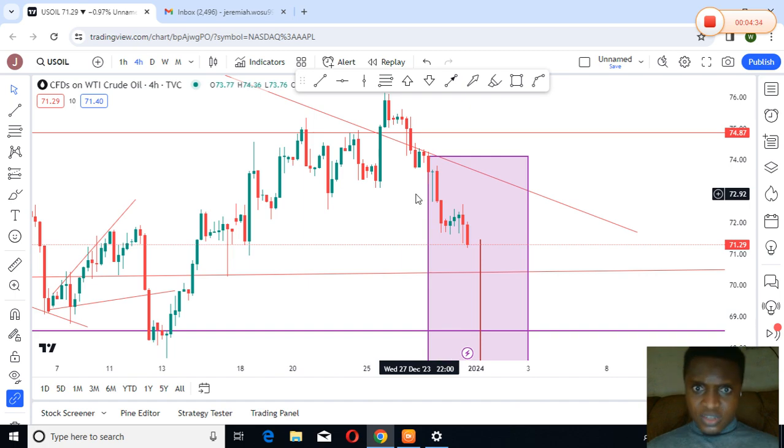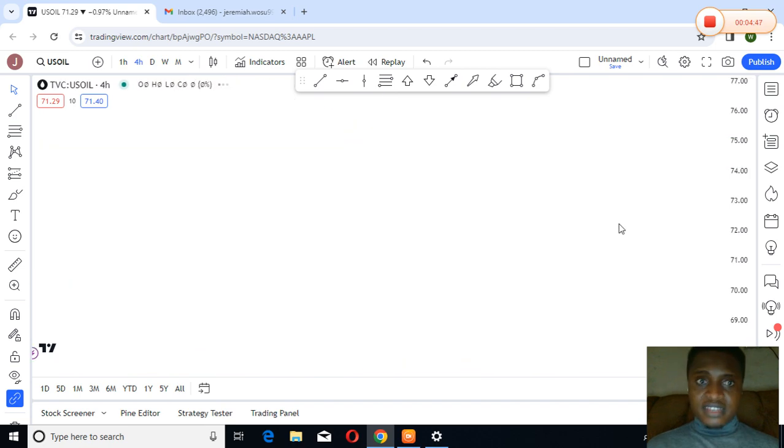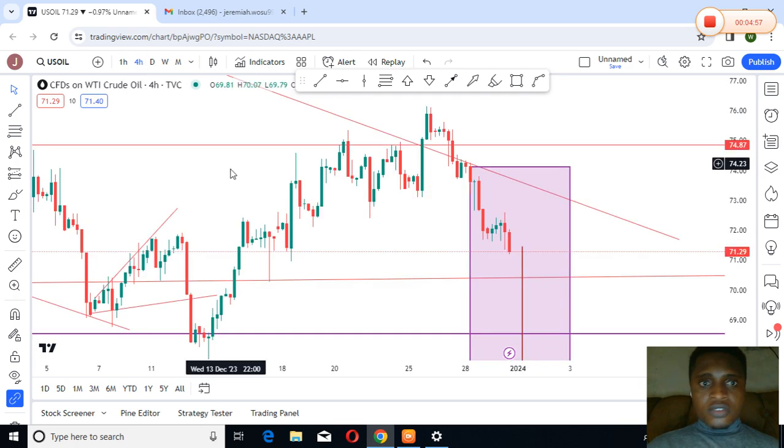Okay, and let me quickly do a screenshot, because in my subsequent video, when this trade eventually plays out, I'm going to show you guys the power of this analysis. Let me come to my monthly. Okay, sorry about that. Let me zoom in a little.